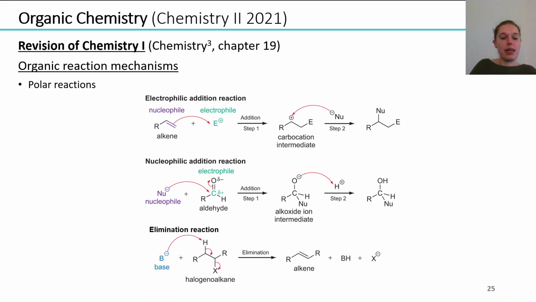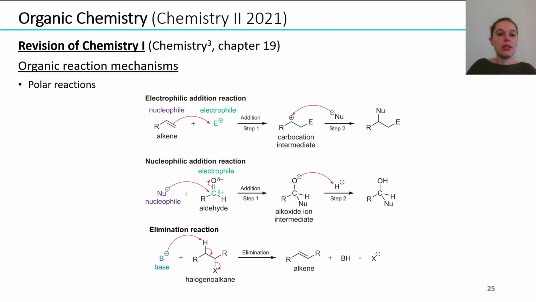And the elimination reaction can be seen as exactly the opposite of an addition reaction. So that means we have saturated compounds, which we then convert into unsaturated compounds. And here you can see, for example, the reaction between a negatively charged base and a halogenoalkane. Then in the elimination step, we will deprotonate the alkane because the base will attack the hydrogen here, and then we will let the electron pair go down, forming a new carbon-carbon double bond, and the leaving group here, the halogen, will go out of the molecule, and we end up with this newly formed alkene.